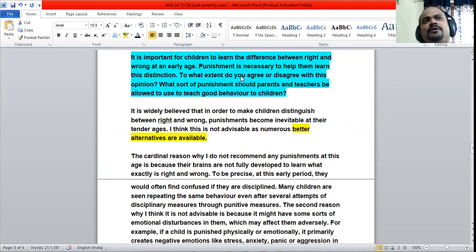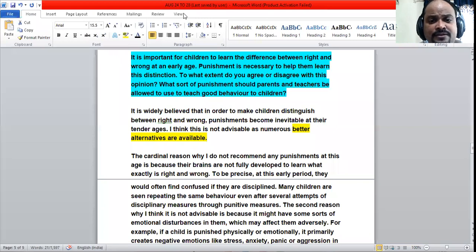So we need to give our personal opinion in the first question. The second question, if we are agreeing, then we are going ahead with the second question. If you disagree completely, you don't need to answer the second question. So let's look at the question first.